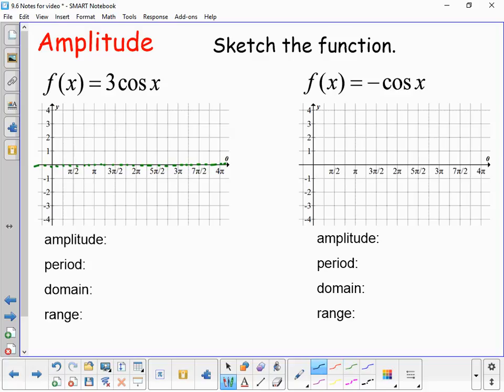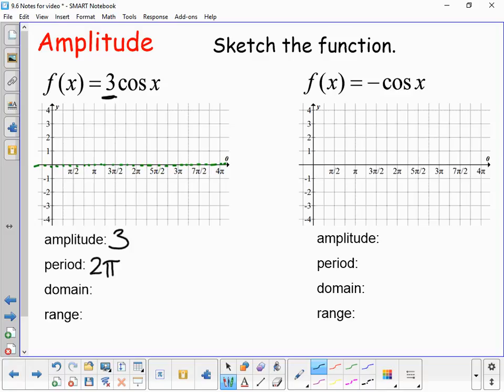Sometimes people don't like to sketch in these midlines, but I would really encourage you to, because most of the time you get a nicer graph if you give yourself that visual. Okay, so the amplitude here is going to be 3. It's right there on the function. And our period is going to be 2 pi.